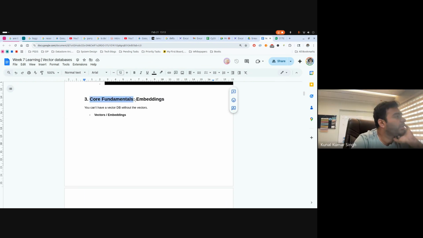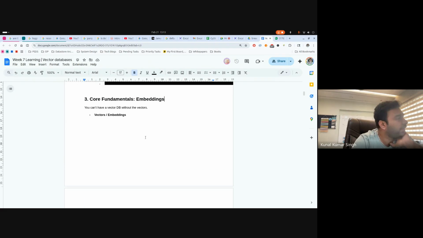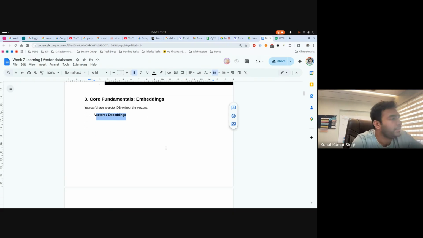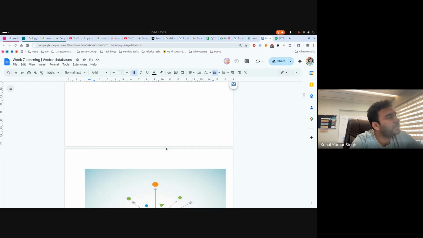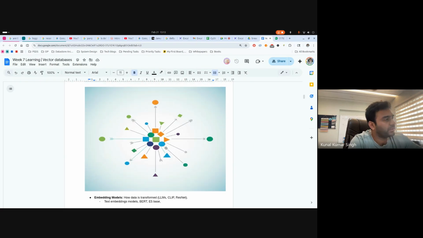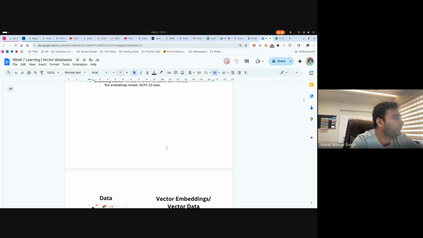Okay, so we'll go to the core fundamentals, which is embedding. I'll again not cover this in detail because we have covered it when we were discussing this, right? So vector and embedding, we saw about king and queen, and then how king minus man plus woman, something like that, it became equal to queen, where royalty was there. So this is the embedding representation which we will do in vector databases, right?